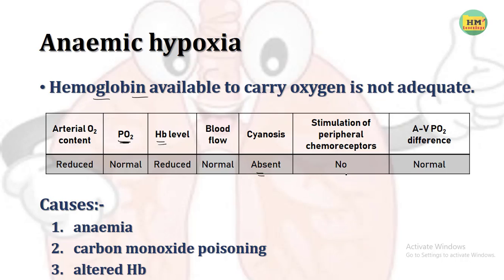Stimulation of peripheral chemoreceptors, no stimulation. Why? Because PO2 is normal. If PO2 is normal, there will be no stimulation. Then the arterial venous PO2 difference will be normal because the PO2 is normal. Okay, so these are the terms which you have to remember. You have to understand why it is no here, why it was yes there, and why it is normal there, but it was decreased in hypoxia.